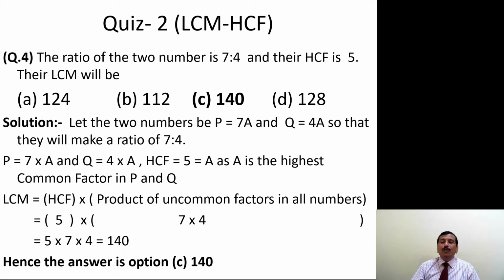LCM is HCF into the product of uncommon factors. Whatever is common is already put as HCF, 5. HCF is highest common factor. And whatever are uncommon factors, we realize they are 7 and 4. And therefore, the LCM is 140. Next.